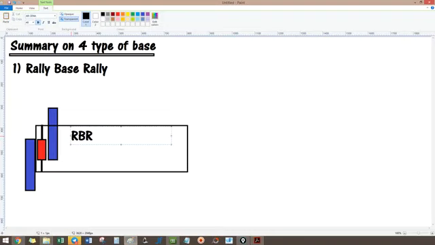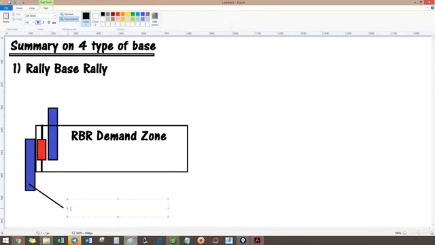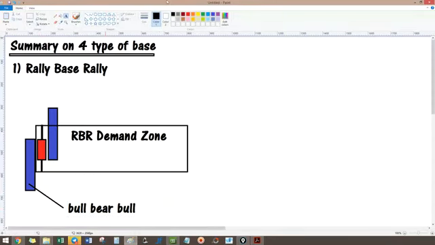RBR, demand zone. Okay. You need to have one bull. Okay. You need to have bull, bear, bull. Okay. Bullish candle, bearish candle, and bullish candle again. Bull, bear, bull. To make it as RBR.